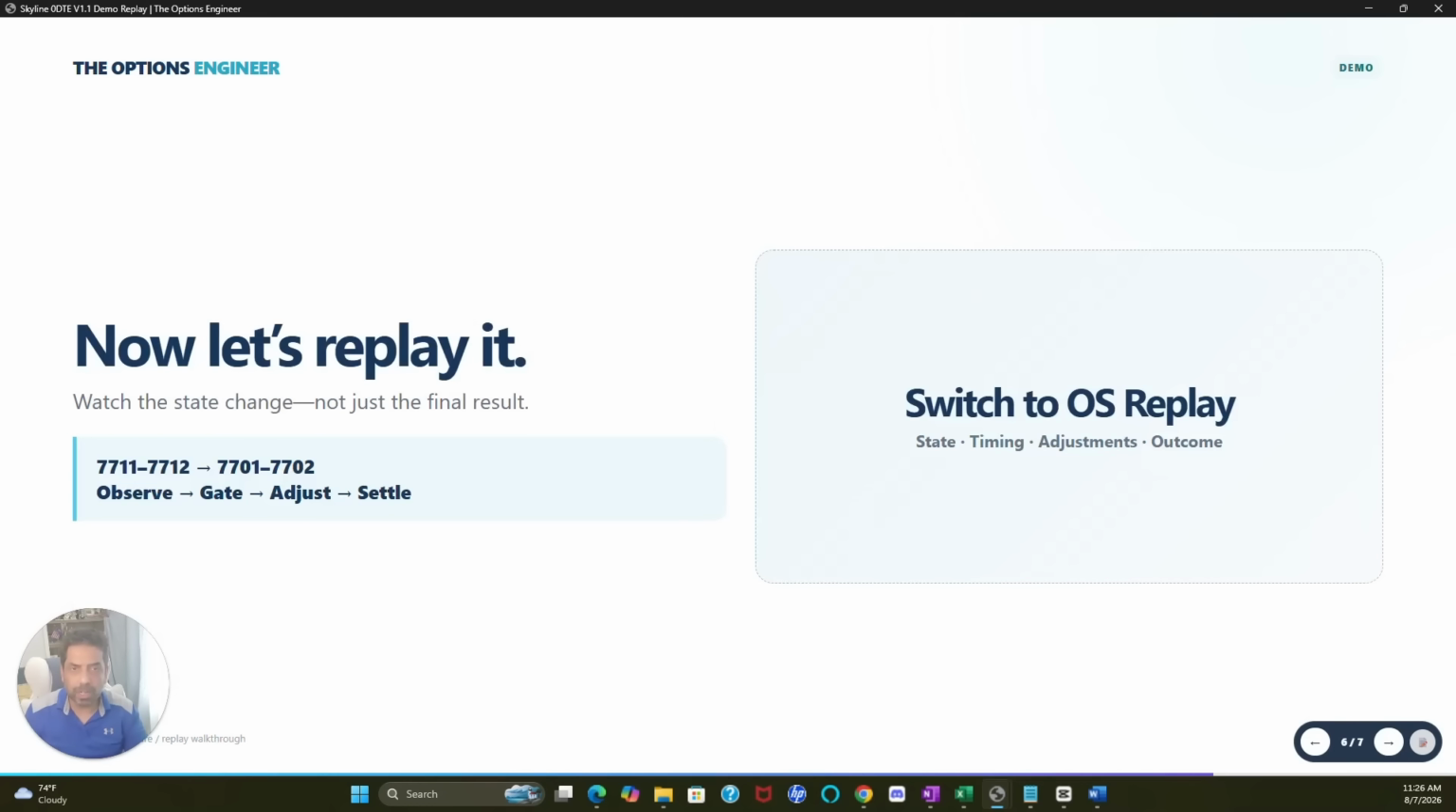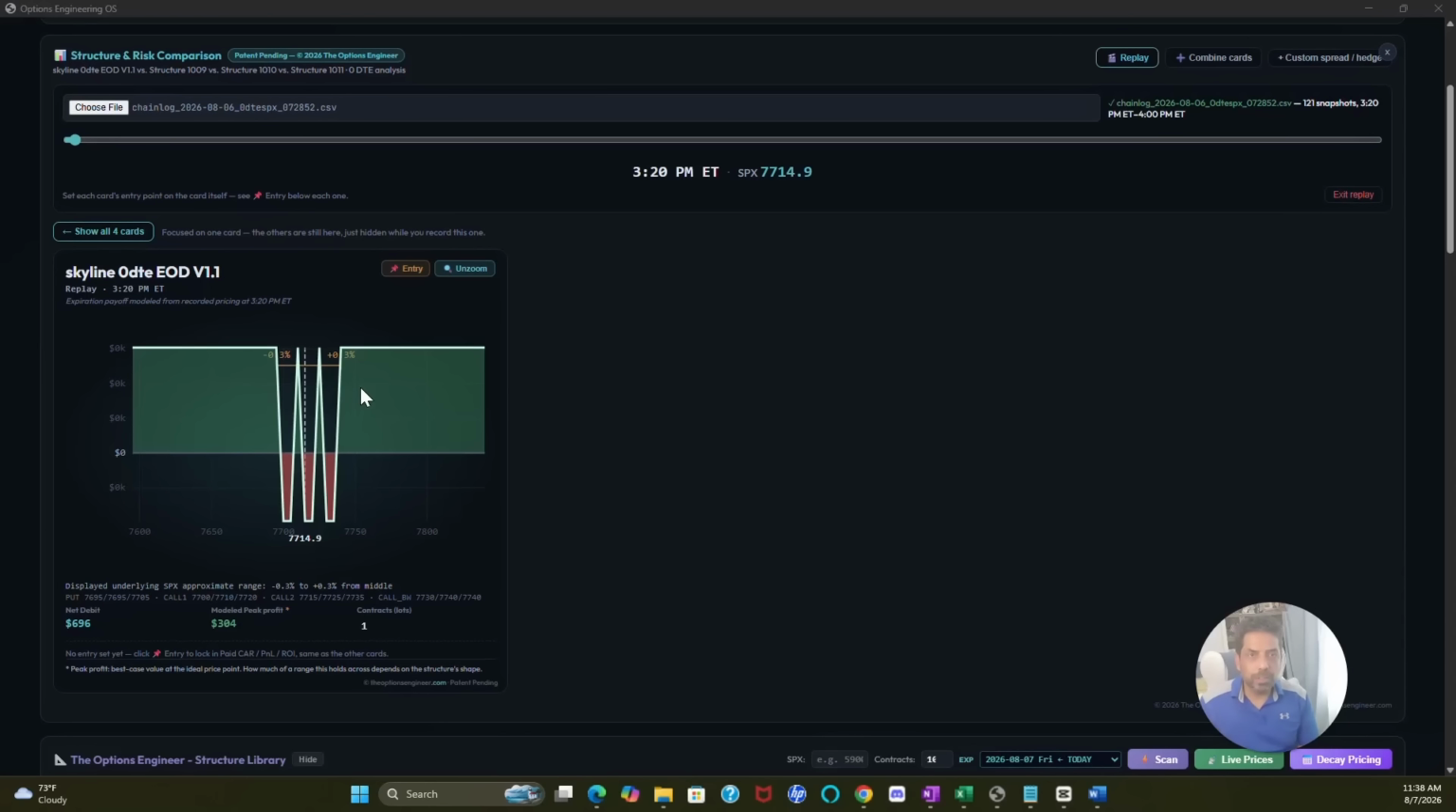Now let's go into the Options Engineer OS, where I will walk through a replay of the overall trade. Now we are on the Options Engineer OS and I will walk through the setup here. So we are at 3:20 p.m. Eastern Time and SPX is around 7714.9.